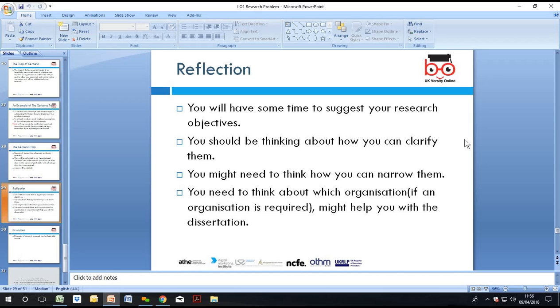Research your objectives, how you can clarify them so that you gain your objective, and then think about which other people you need to collaborate with to get the information or data that you require to satisfy the project that you started out with. Yeah.